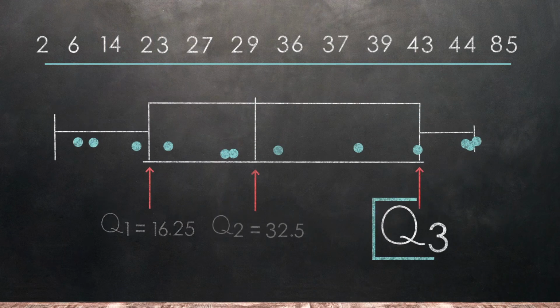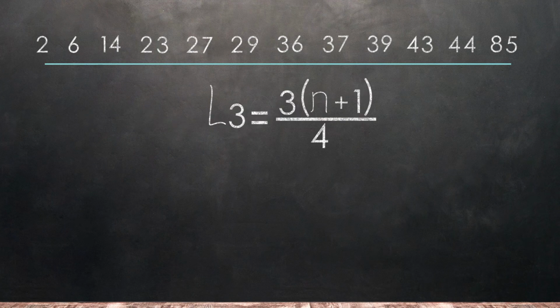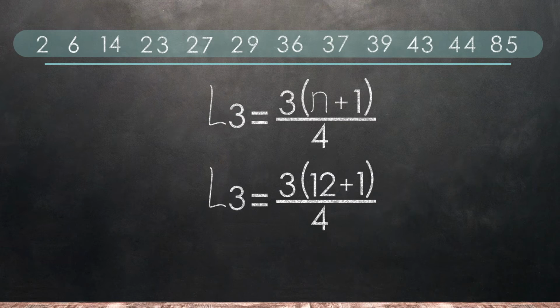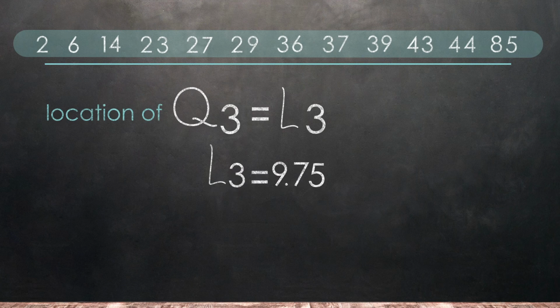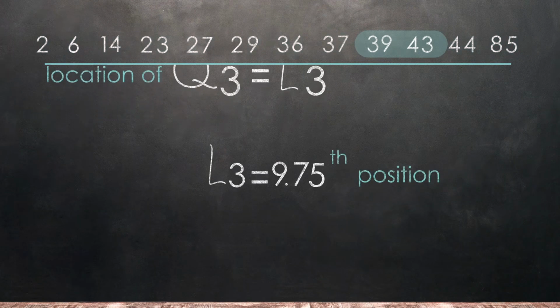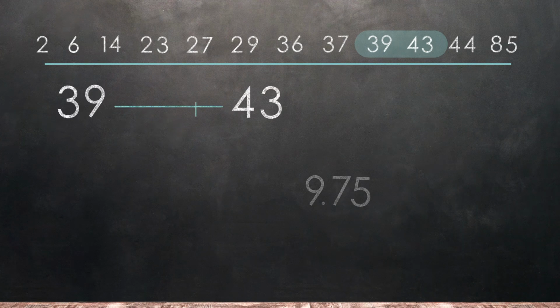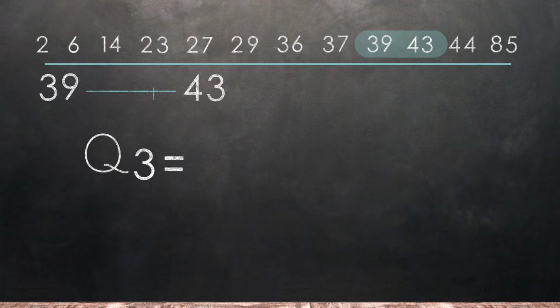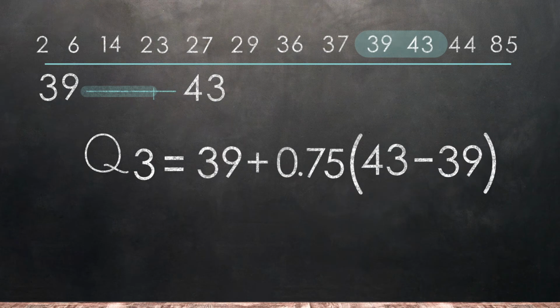Finally, to find Q3 or the 75th percentile, we first locate L3 using this formula. Substituting n equals 12, we get 9.75. This means that Q3 is in the 9.75th position of our list of numbers, or 3/4 of the distance between the 9th and 10th observations. Following the same procedure as before, we calculate the total distance between 39 and 43 by finding the difference, multiplying this difference by 0.75 to find 3/4 of it, then adding it on to 39. This gives us a Q3 of 42.